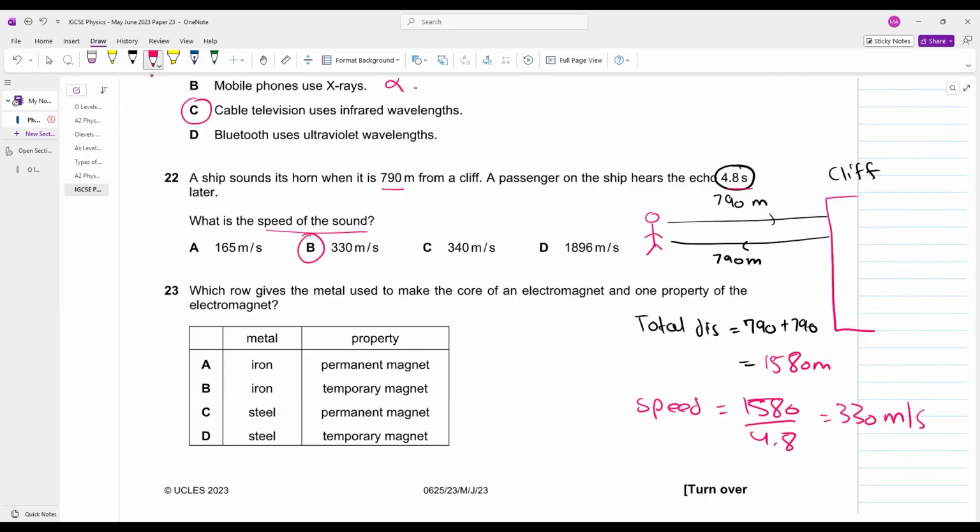Okay? So how did we do this? A ship sounds a horn 790 meters from the cliff. The ship blew the horn 790 meters from the cliff. The sound goes and reflects back from the cliff. What is the total distance traveled? 790 plus 790, that is 1580. What is the total time? 4.8. Divide it. The speed comes out to be 330.